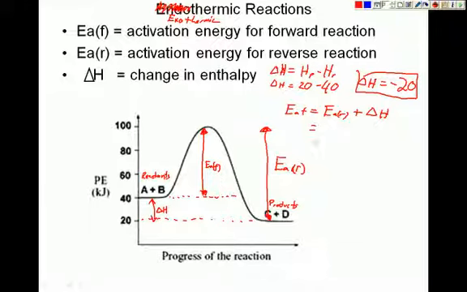But if we plug in these numbers, we see EAR, which is 20 to about 100, so this is 80, and we're adding it to minus 20. Now it starts to make sense. And that equals our EAF, which is 40 to 100, which is 60. And that's right. So you can use the same formula right here for an endothermic reaction or an exothermic reaction.